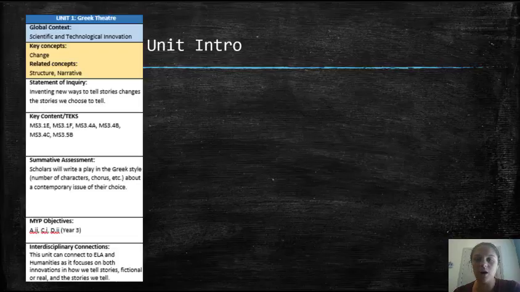So overall, looking at the intro, we're going to start with the statement of inquiry, which says that inventing new ways to tell stories changes the stories we choose to tell. The idea here is that the Greeks invented theater the way we know it, scripts and actors and that sort of thing, and the way that changed these myths when they're being told orally versus how they're being told in the theater, and the way you have to change a story based on the medium or the format you're telling it in.